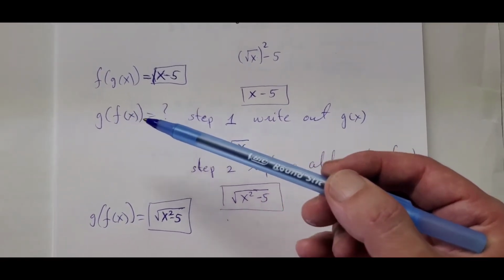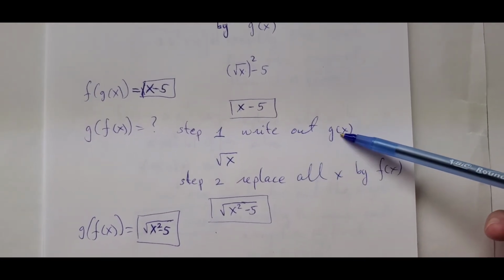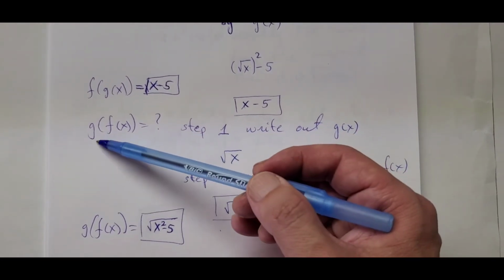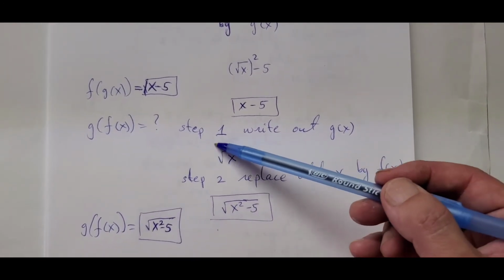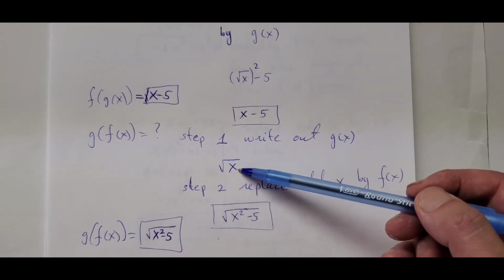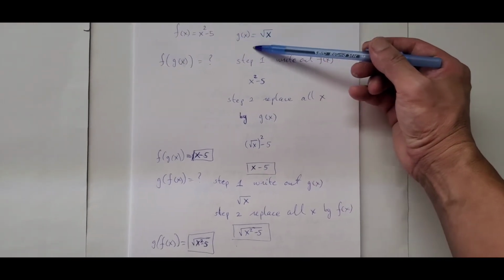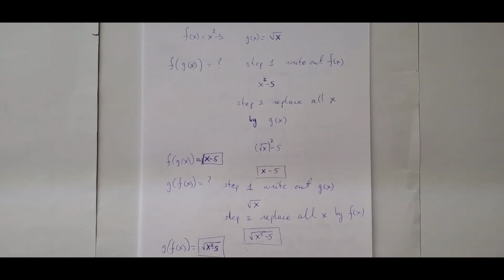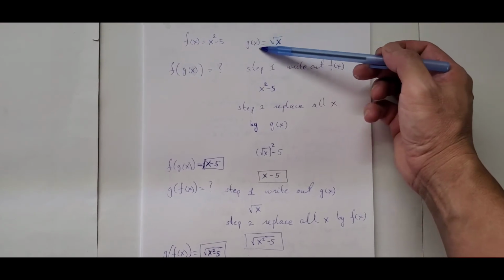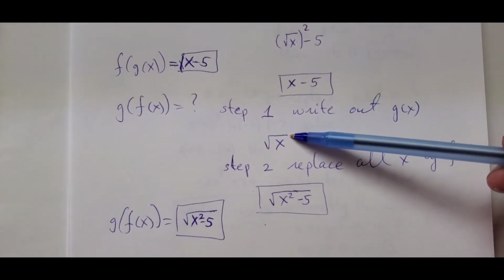Step number one, just like we did earlier, write out g of x. The reason is because g is outside. So here is g. Where did I get this? From the beginning, right here. That's where I got the g from. So write it out, which is square root x.